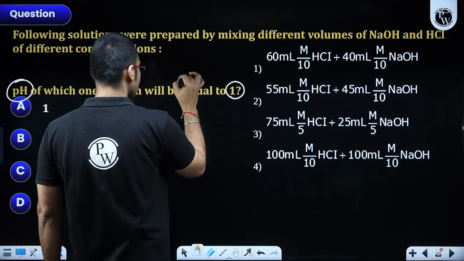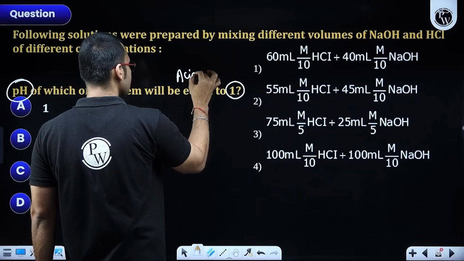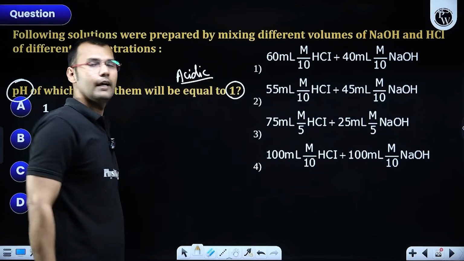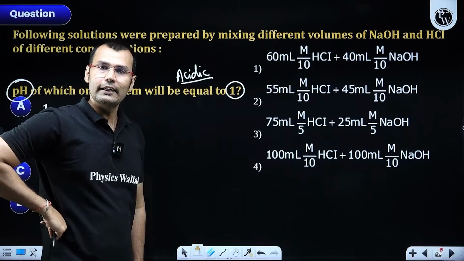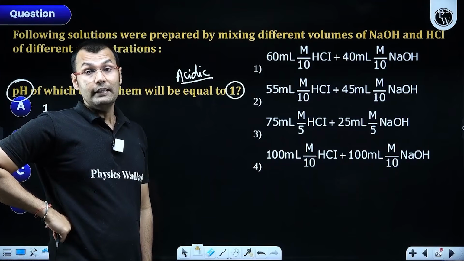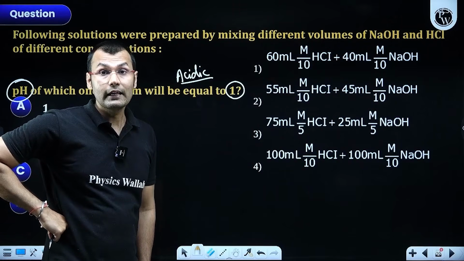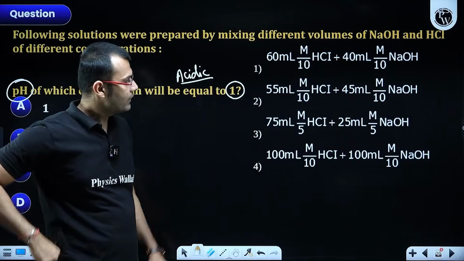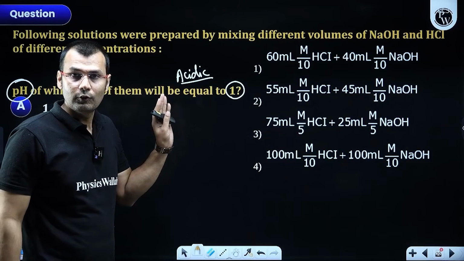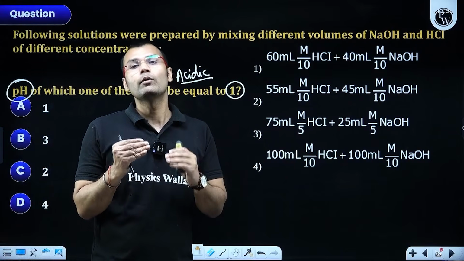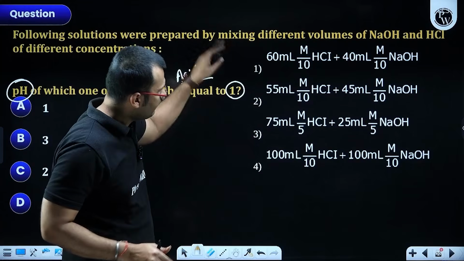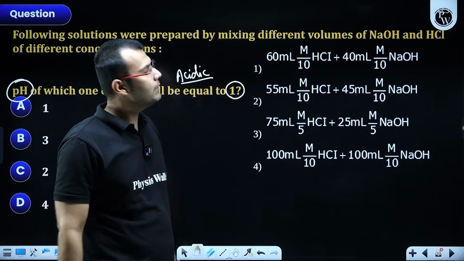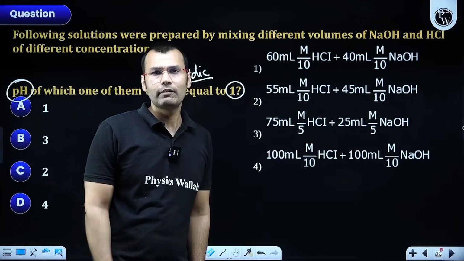If pH is 1, that means our final solution is acidic. And our final solution will be acidic only when the equivalent of acid is more than equivalent of base. So of course, it's a case of acid-base mixture. So here you need to get the equivalent first, right? So in all the options, first you calculate the milli equivalent because volume is given in ml.